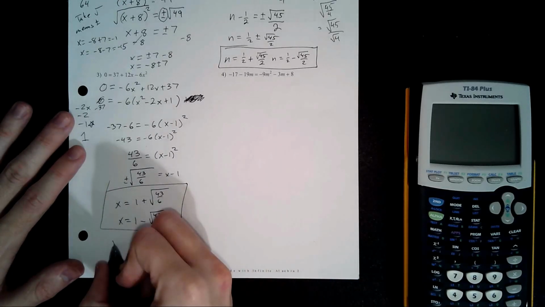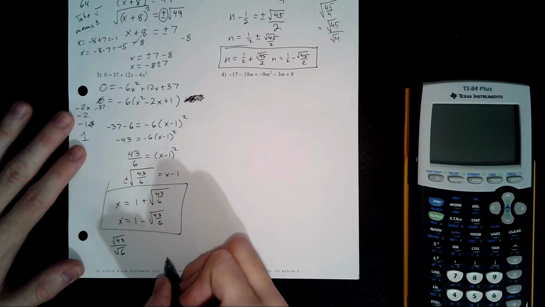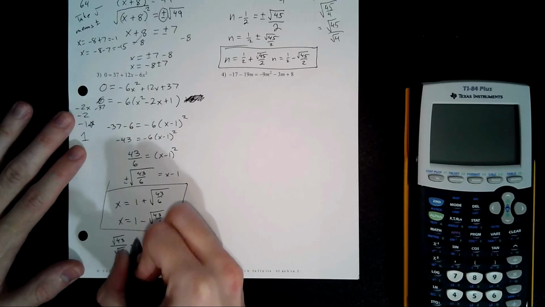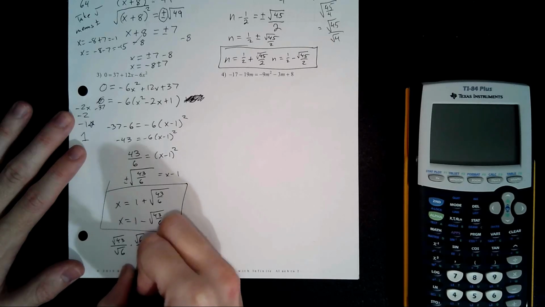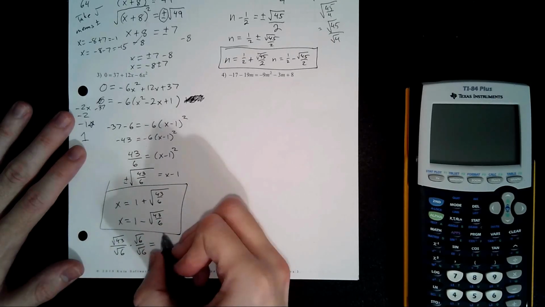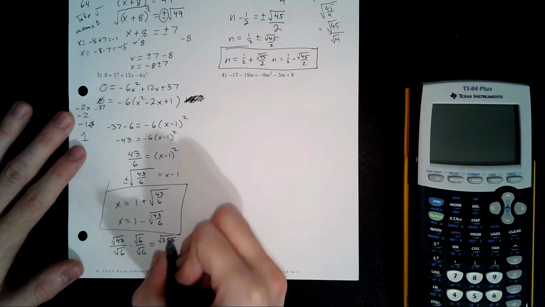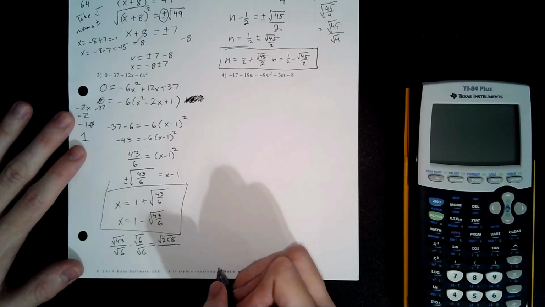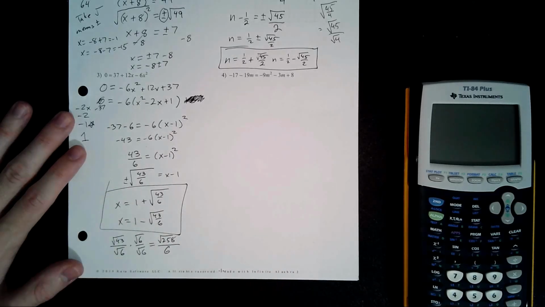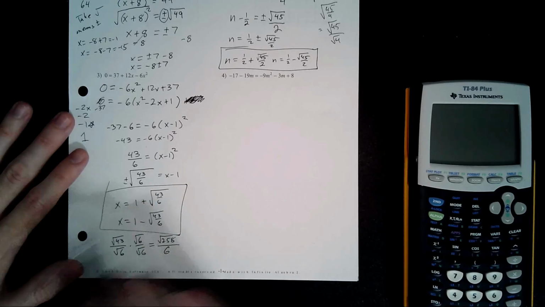We can rewrite the square root of 43 over 6 as the square root of 43 over the square root of 6. Multiply the top and bottom by the square root of 6. Turns out that 43 multiplied by 6 there is going to be 240 plus 18, which is the square root of 258, all divided by 6. So that's how the answer would be written on the SAT or ACT as opposed to this up here.